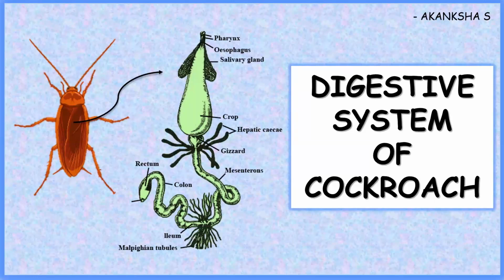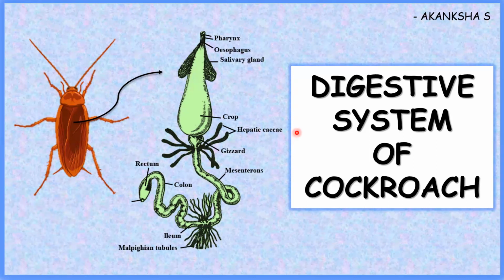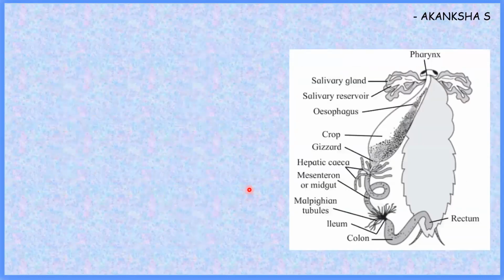Hello everyone. Today we are going to study the digestive system of the cockroach. Relatively easy, lesser bifurcations, and I hope by the end of the lecture it will be clear to you. Now, first and foremost, this is how the digestive system of a cockroach looks.